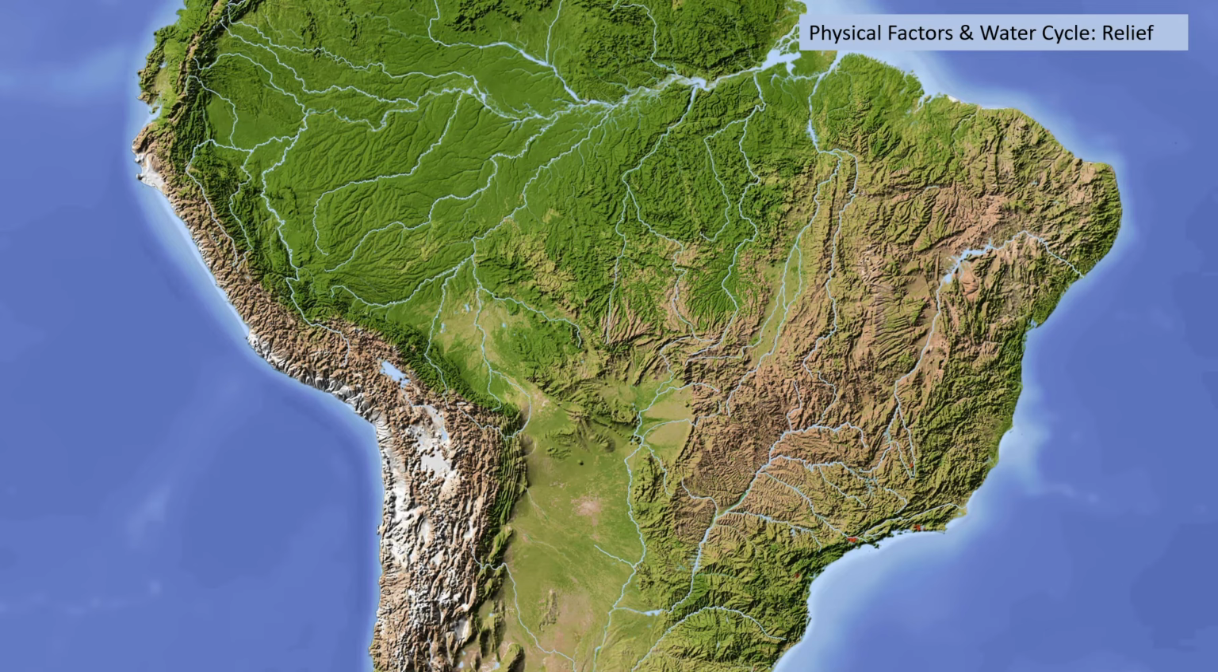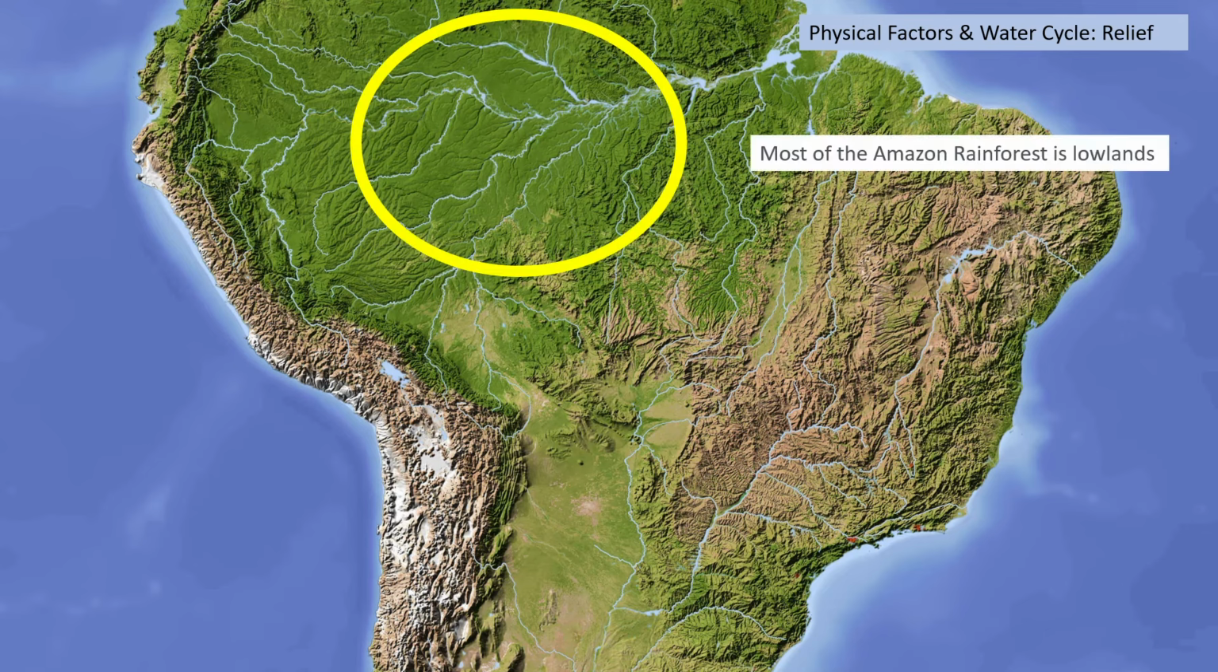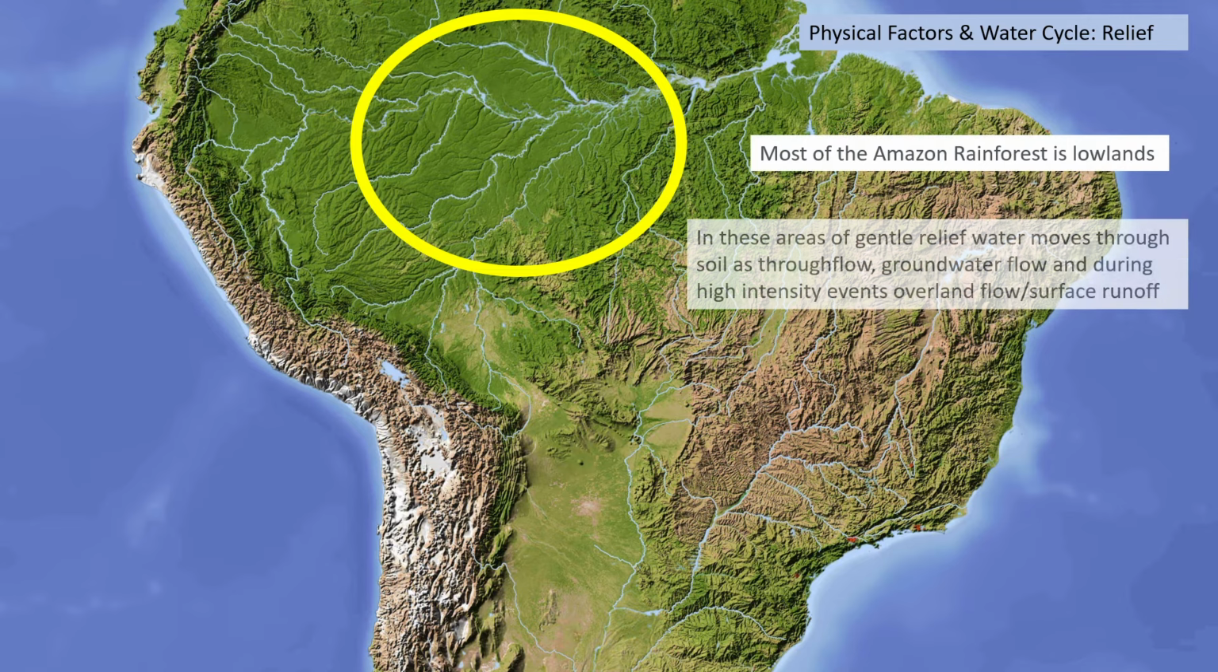Relief is also really important. We talk about the topography. So a large section of the Amazon rainforest is lowlands, and that means the water is able to move either through the soil as throughflow, it's able to infiltrate and go down as groundflow, and when it's really intense it will move over the surface as overland flow. However, in the west of the Amazon basin, it's slightly different. You're going to have much higher surface runoff rates because the relief is a lot steeper there. And that means in those catchments you're going to get huge runoff rates compared to most of the basin, which has a lower relief.